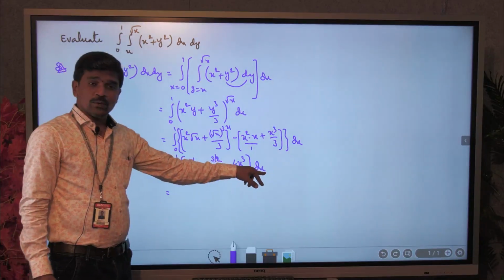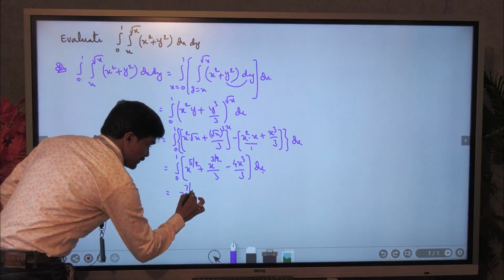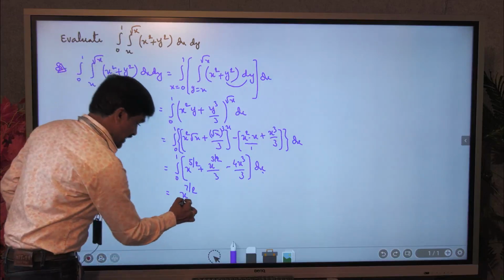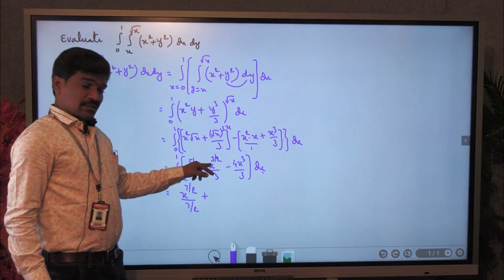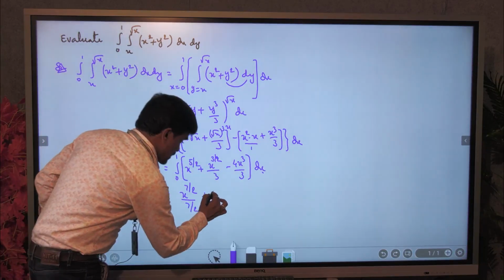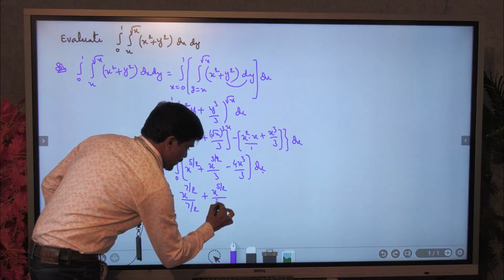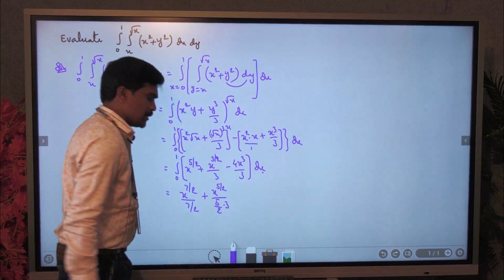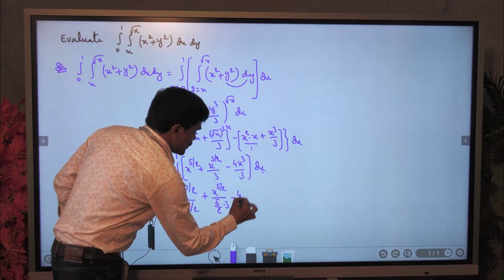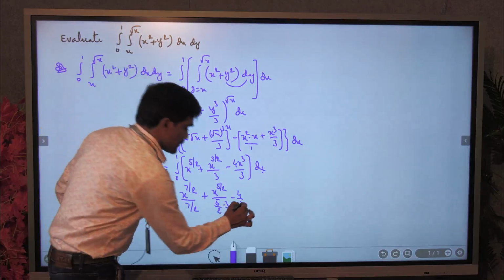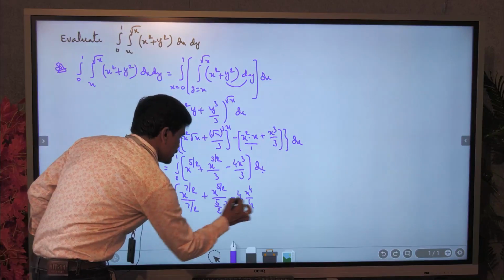Now write x power 5 by 2 dx. So x power 5 by 2 integration is x power 5 by 2 plus 1. So 5 by 2 plus 1 is 7 by 2, by 7 by 2, plus here x power 3 by 2 integration is x power 3 by 2 plus 1, so that is 5 by 2 by 5 by 2, here 3 into 3. Minus 4 by 3 is constant, x cube integration x power 4 by 4. So now integration is over.